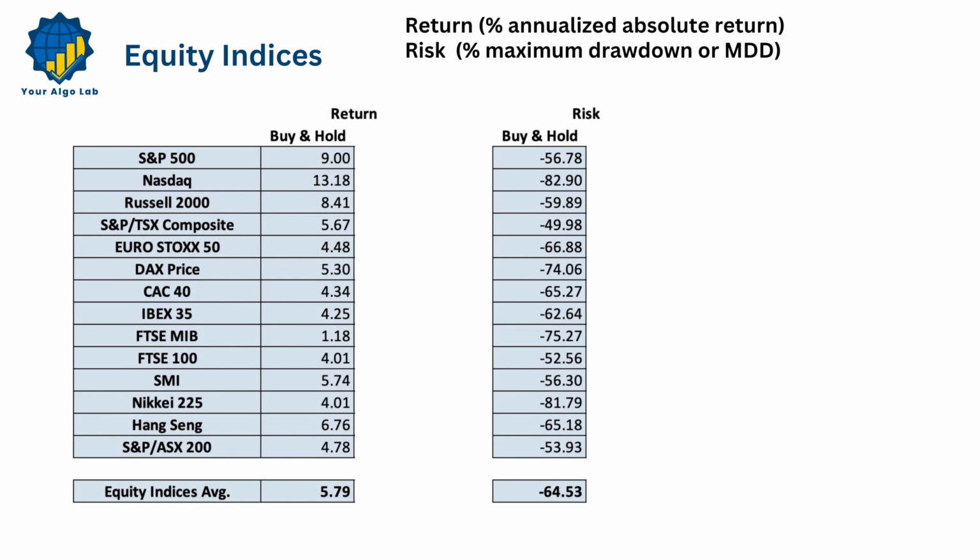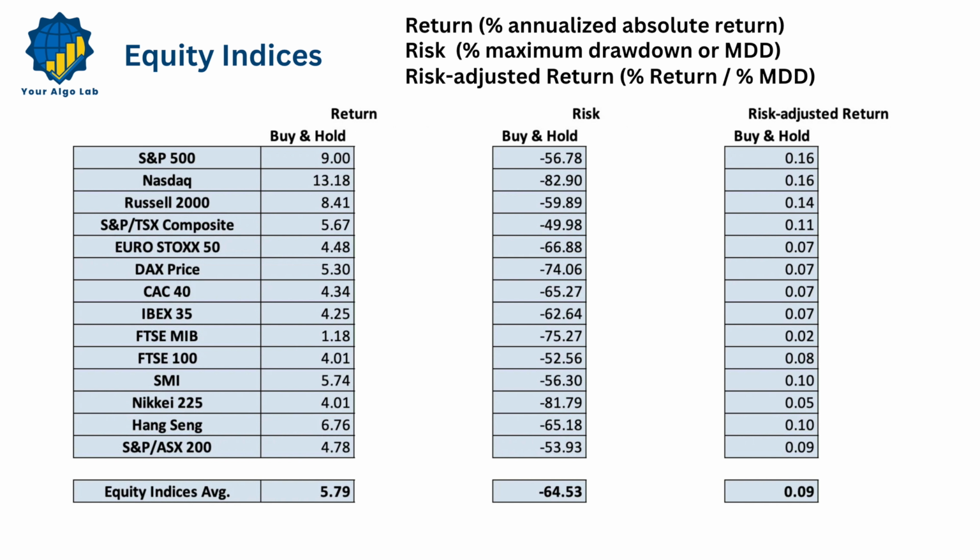Finally, we have our risk-adjusted measure, the maximum drawdown adjusted return. The MDD adjusted return is the ratio between the annualized return and the maximum drawdown. While it is not the only risk-adjusted measure, it is simple and effective.